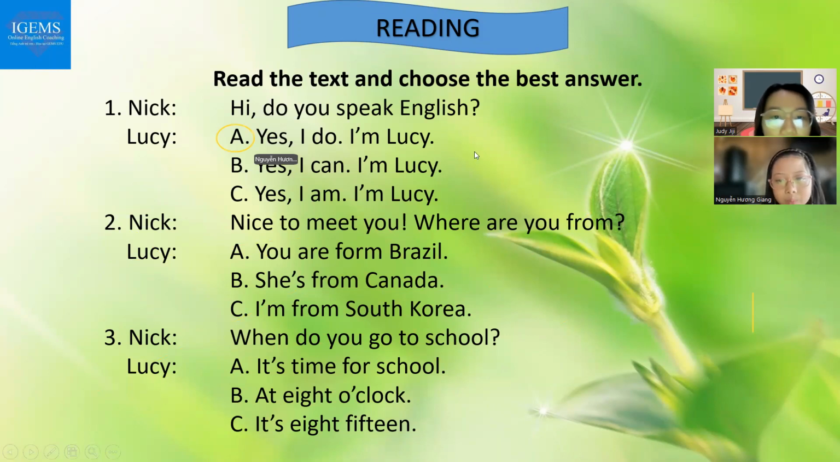A, do you speak English? Yes, I do. That's right. Because the question is, do you? So you need to give the auxiliary verb do again. Yes, I do. Okay. Number 2, nice to meet you. Where are you from? And your answer C, I'm from South Korea. Okay, that's right. Because the pronoun is you. So you need to use the pronoun I am, not you are, or she's.